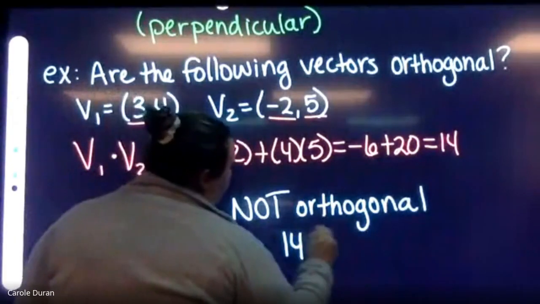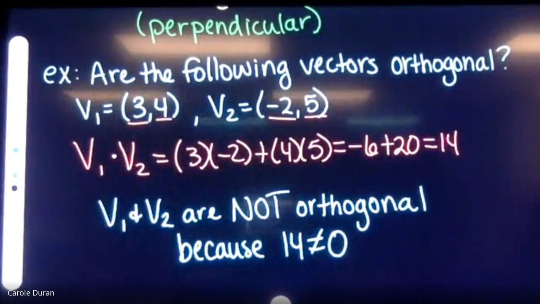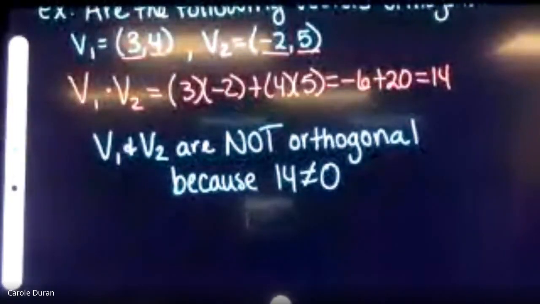Because 14 is not equal to 0. I just put "cuz," like C-U-Z? Yeah, sure, I don't care. Okay. Yes. Because 14 does not equal 0, they are not orthogonal. Is that always supposed to equal 0?